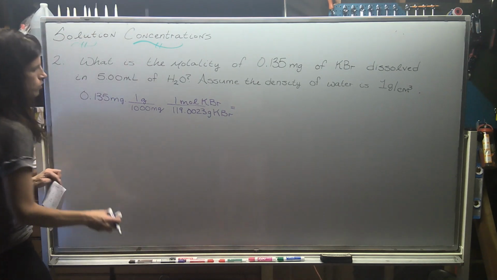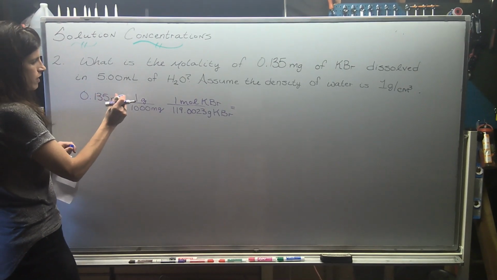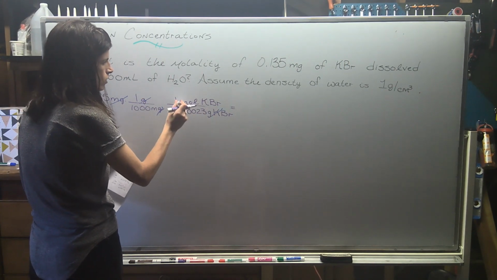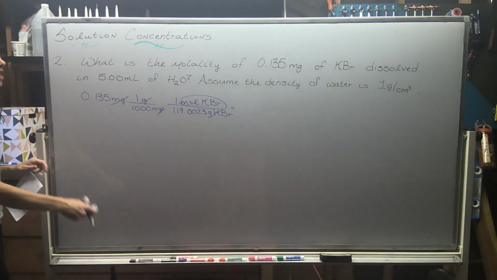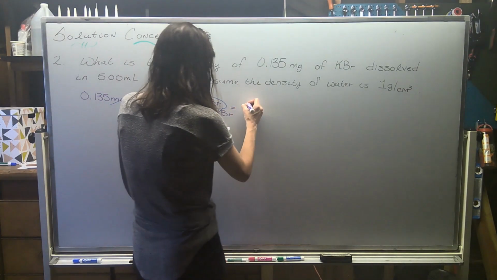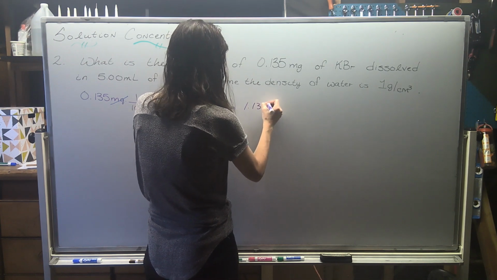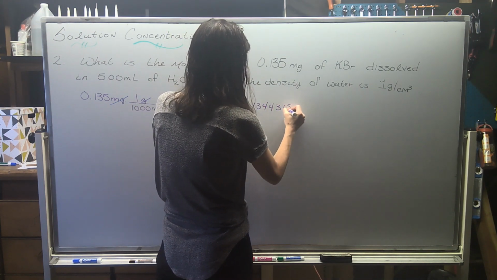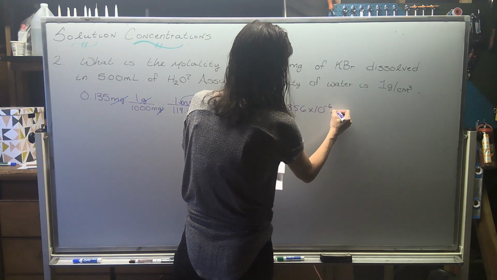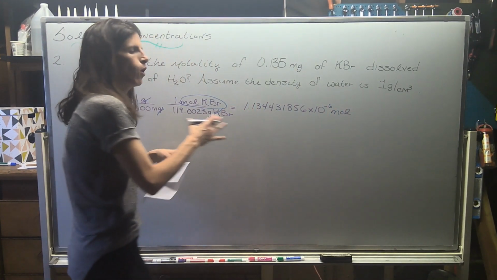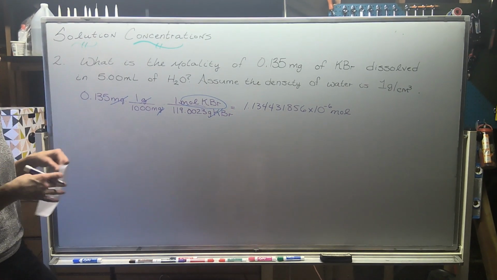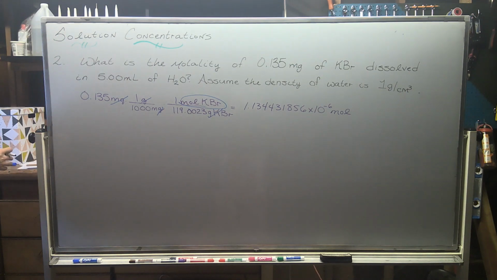Always still check how units are canceling, right? You feel like you've been in chemistry forever now, but we still need to check our work. And so then we're just left with moles of potassium bromide. Pretty small number there. I got 1.134431856 times 10 to the negative 6 moles. Again, I'm going to try to hold that whole number in my calculator so that I'm not rounding before I get to the end.